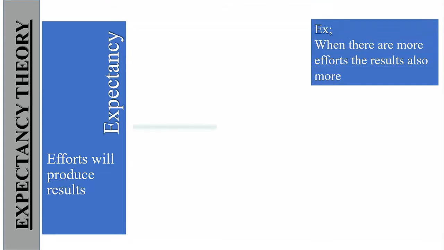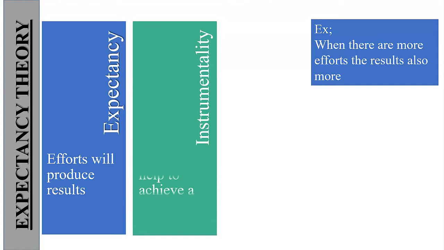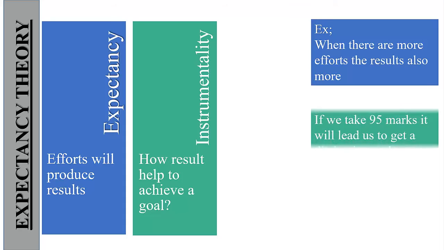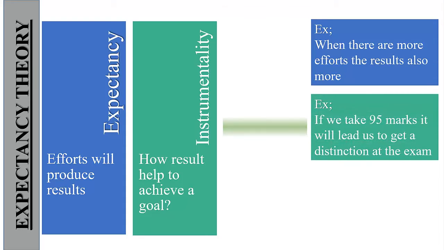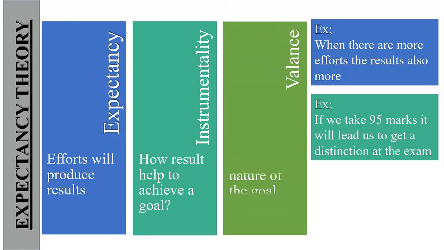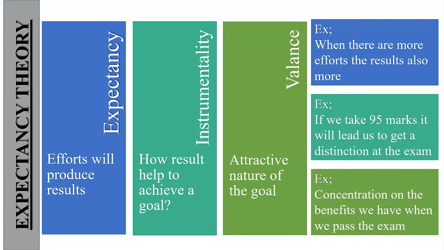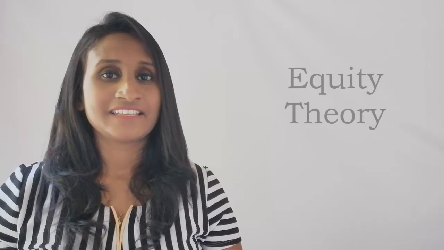The next thing is instrumentality. That's how the result helps to achieve the goal. As an example, if we get 95 marks, it will lead us to get a distinction in the exam. The third point is valence. That's the attractive nature of the goal. This is the concentration on the benefits we have when we pass the exam.